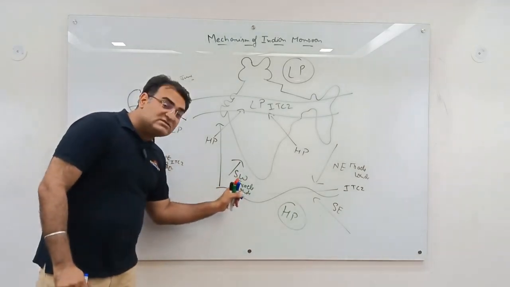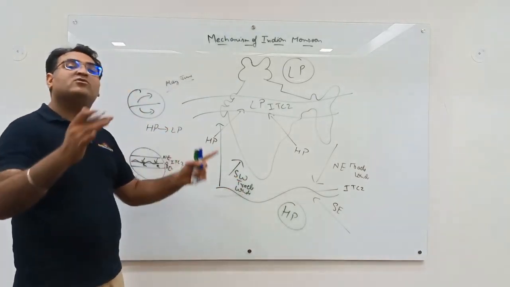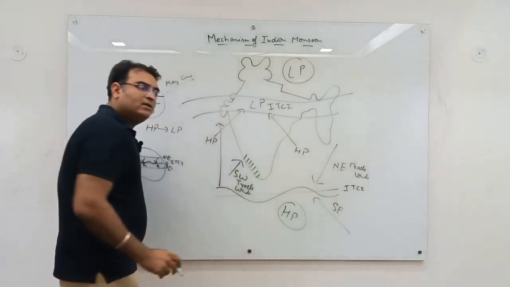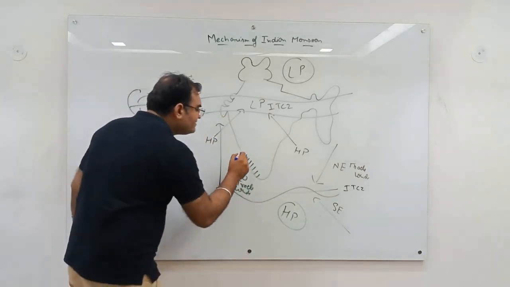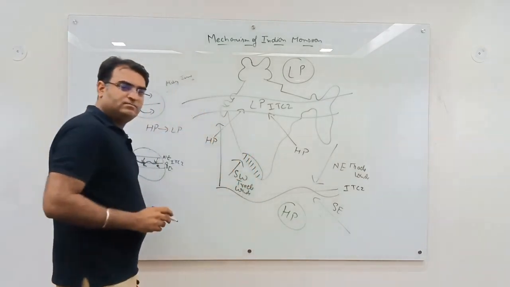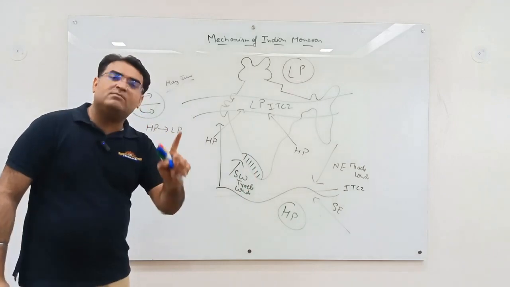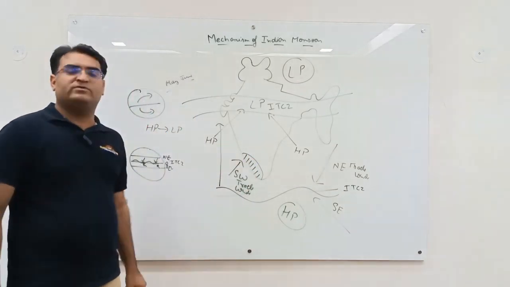So these southwest trade winds are now going to bring a lot of moisture to our Kerala region, that results in the burst of monsoon. The monsoon is coming to India. Kerala becomes the first state to receive monsoon rainfall.